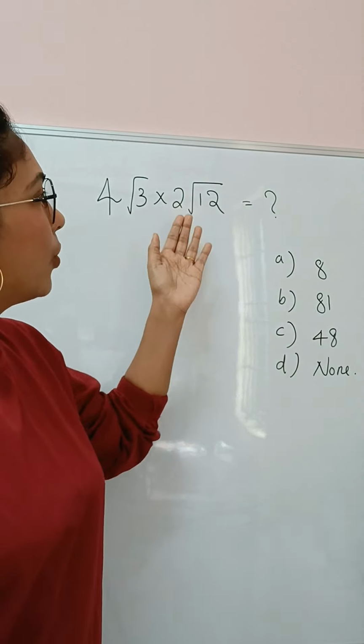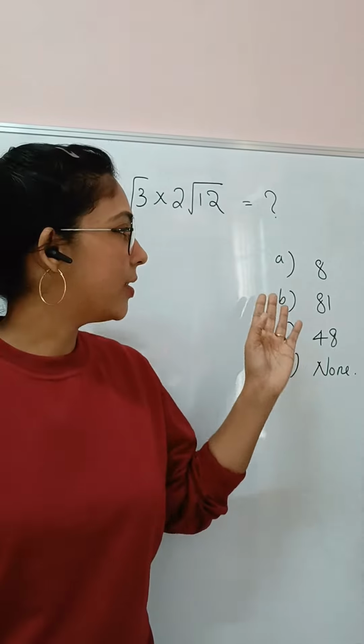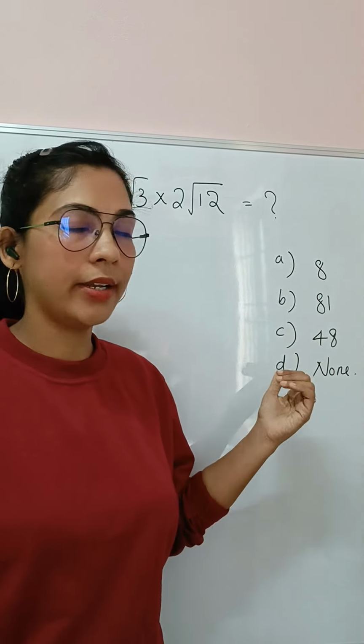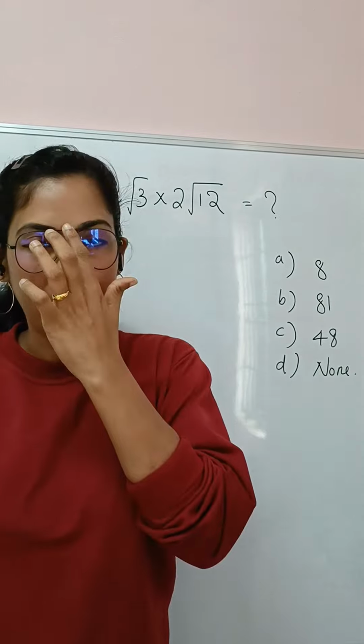Root 3 into 2 root 12. There are 4 options. Option A, 8. Option B, 81. Option C, 48. And finally, option D, none.